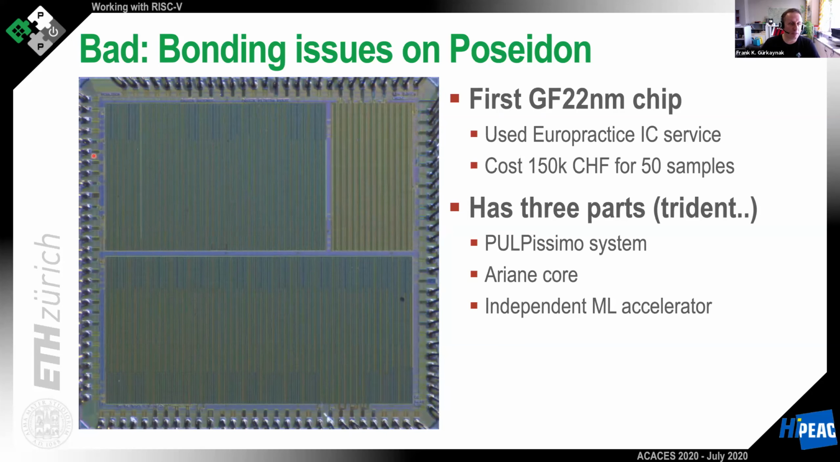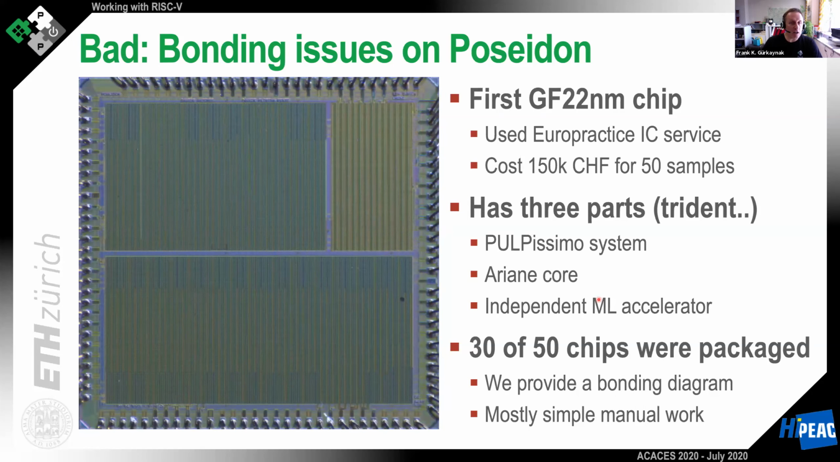This part is a PULPissimo system. Here is an Ariane, the first Ariane implementation. And at the bottom, there's an independent machine learning accelerator. We got 50 chips for 150K. Once you manufacture the chips, you can also ask them to be bonded in a package so that you can easily work with them, because naked dies are kind of annoying to work with. So you provide a bonding diagram, you tell them how you want these pins to be connected, and 30 out of 50 chips were packaged.